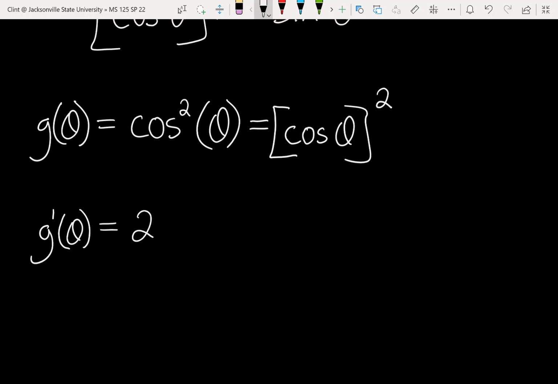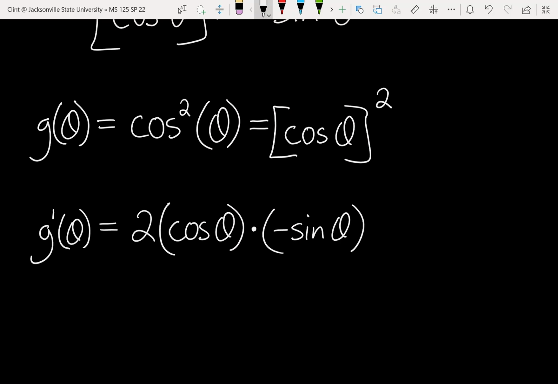So then we would multiply the 2 out front and have cosine of theta. Subtract 1 from the exponent, we'll get a 1. And then times the derivative of cosine theta, which is negative sine theta. And if we wanted to rewrite, we could call it negative 2 cosine theta sine theta.